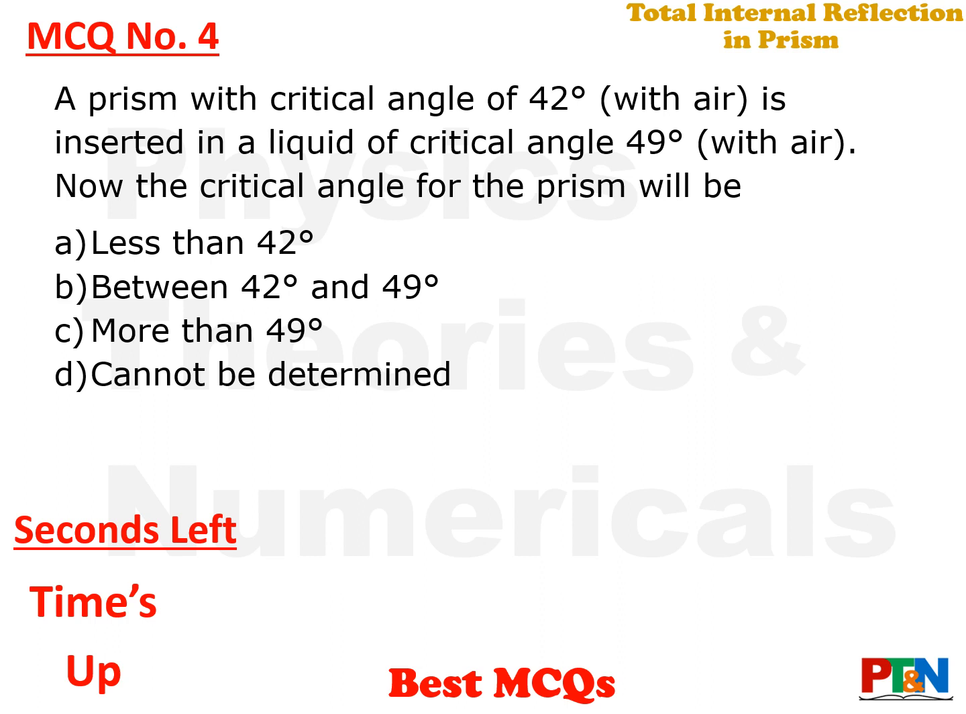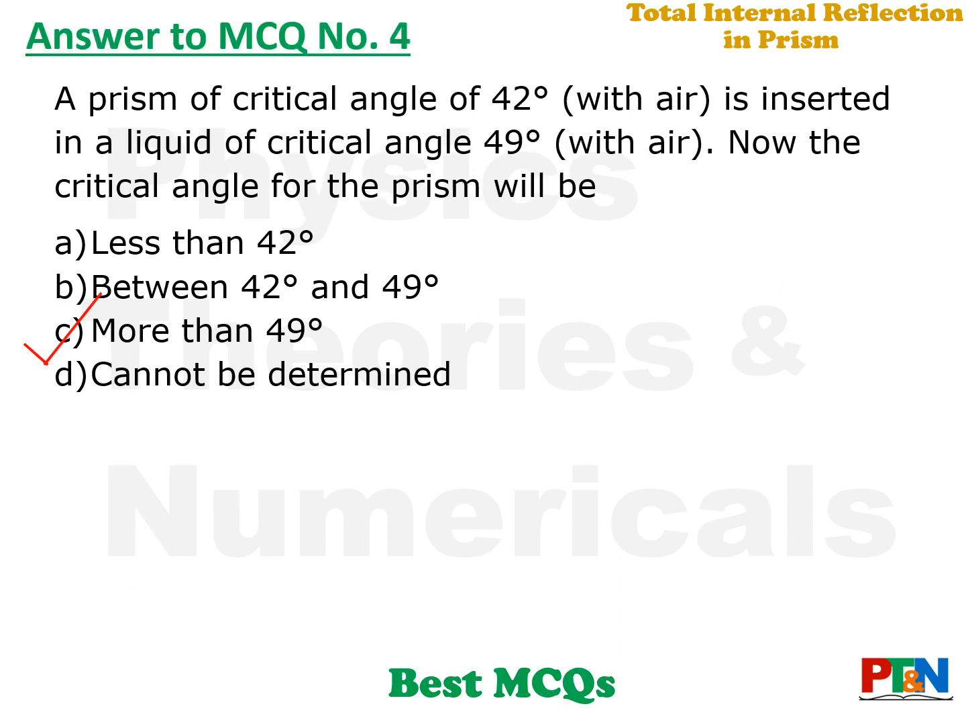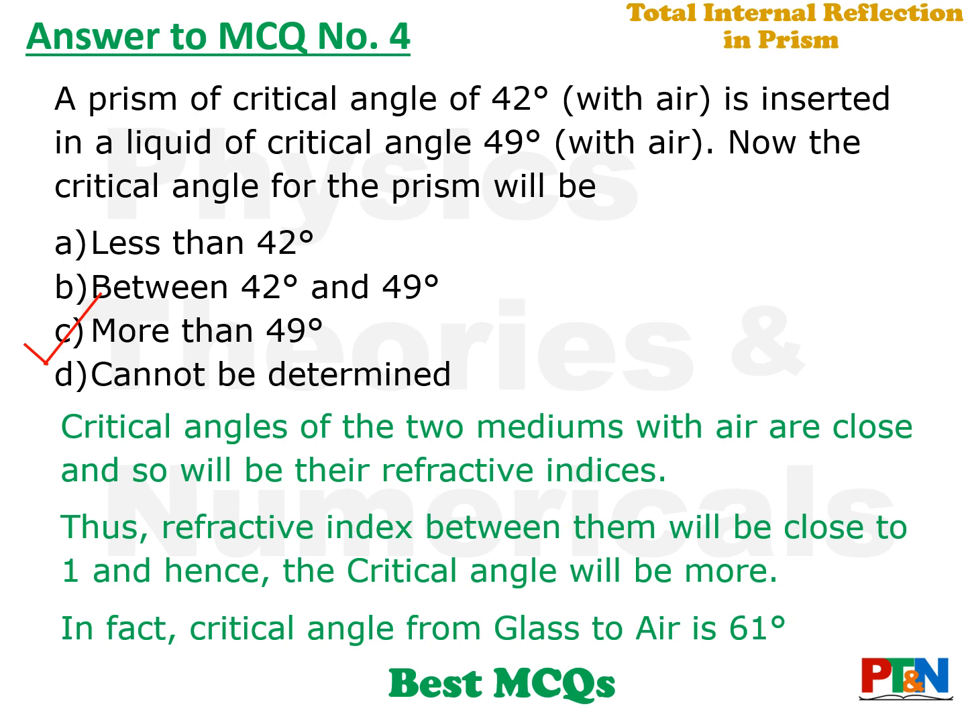Time's up. Let's see the answer. The answer is more than 49 degree. Let's understand also. See, the critical angles of the two mediums, one is 42 degree, another is 49 degree. They are very close. So that means their refractive indexes also will be very close. Once their refractive indexes are close, their mutual refractive index will be very close to 1. So the critical angle will be more. In fact, the critical angle from glass to air is 61 degree.